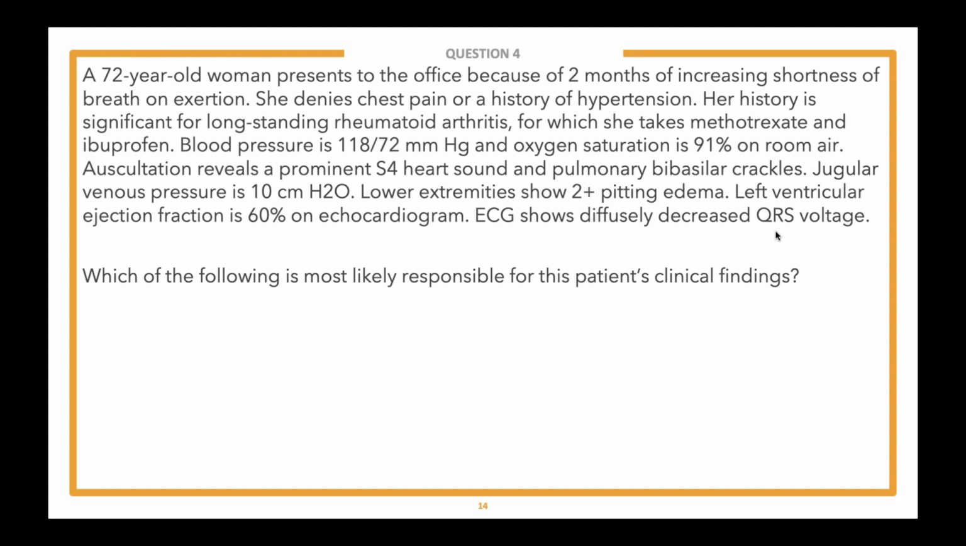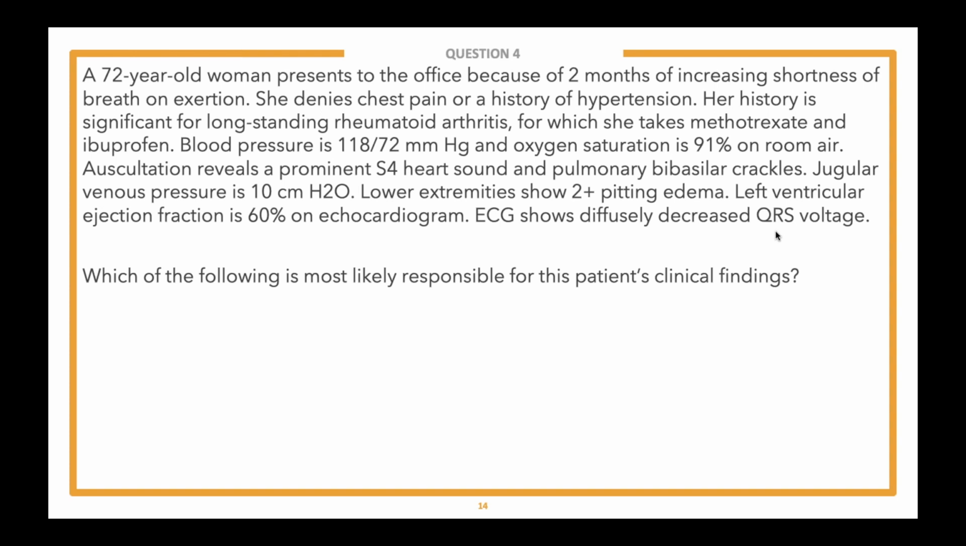A 72-year-old woman presents to the office because of 2 months of increasing shortness of breath on exertion. She denies chest pain or a history of hypertension. Her history is significant for long-standing rheumatoid arthritis, for which she takes methotrexate and ibuprofen. Blood pressure is 118/72, and oxygen saturation is 91% on room air. Auscultation reveals a prominent S4 sound and pulmonary bibasilar crackles. Jugular venous pressure is 10 centimeters. Lower extremities show 2+ pitting edema.